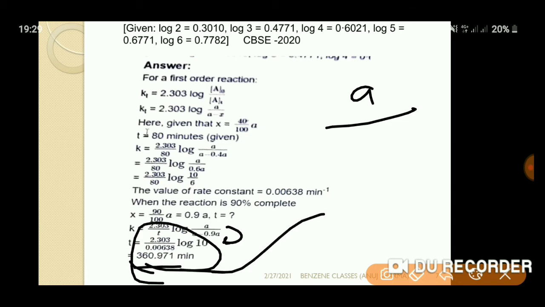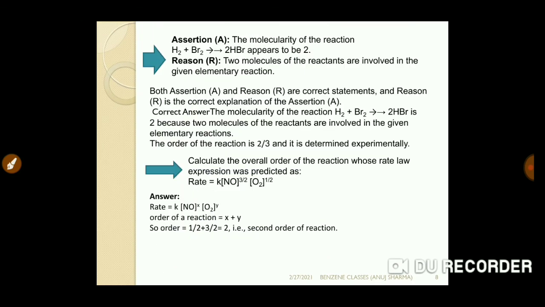Okay, very easily. This is a very important question, because it belongs to CBSE 2020. Please give it focus. Going to the next slide.